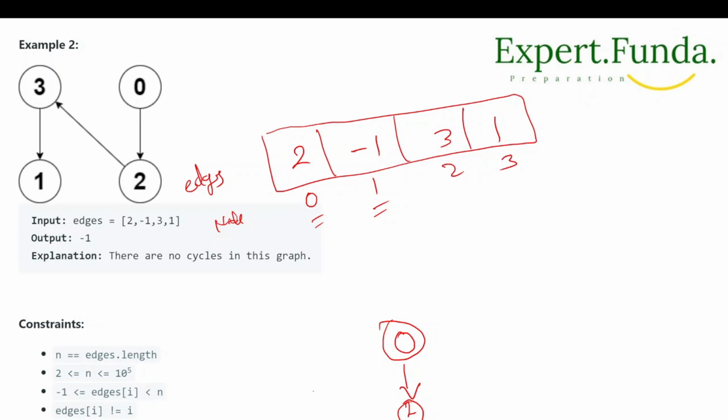So if we take 1 like here, right? So there is no direction for 1, right? Because this is -1, right? It is saying -1. If edges at I, like here, is -1, it means there is no direction, right? Now think about the next node, that is 2, right? So we have 2 already here, right? So 2 is going to 3.